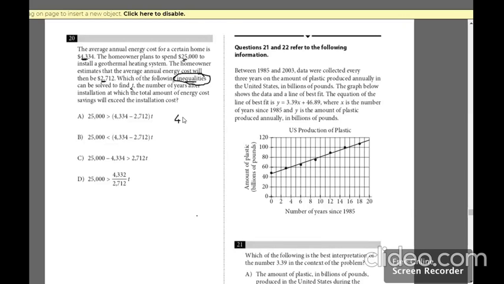So as we can see, 4,334, the annual energy cost, minus this one, 2,712, that's the average, times the number of years, that is T, and it is 25,000. It is lesser than or equal to 25,000, but not going beyond. So this option rules out, and you can see this one also and this one, so bingo, that's our answer.